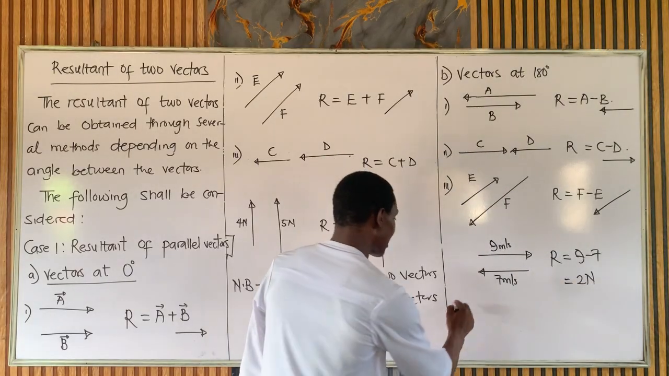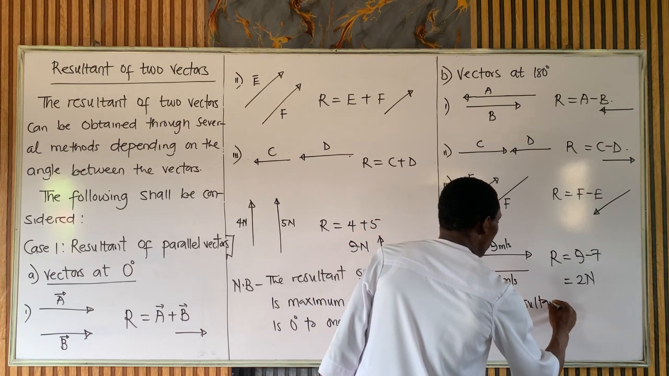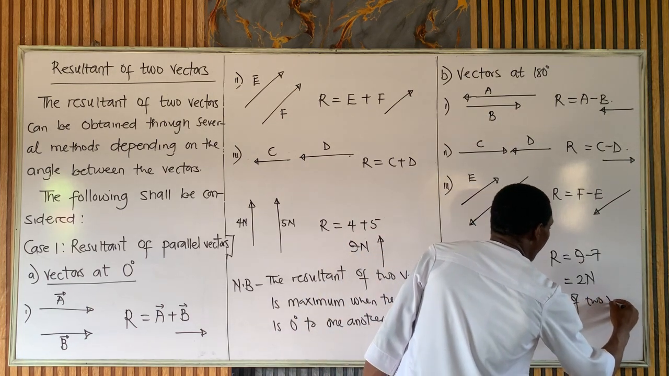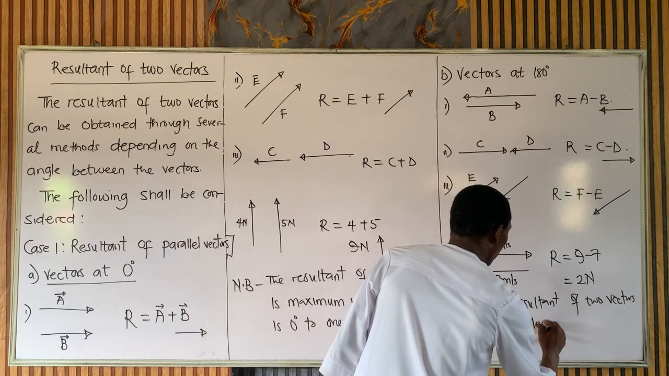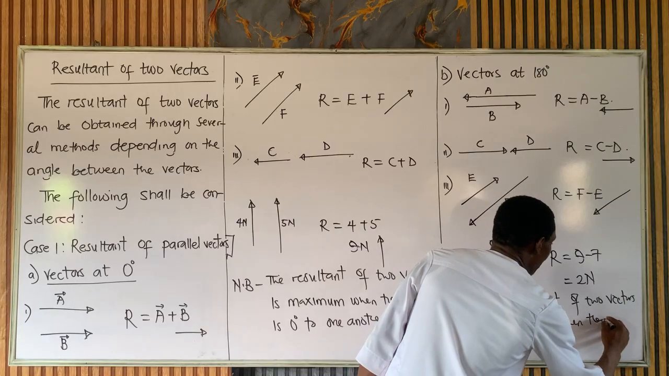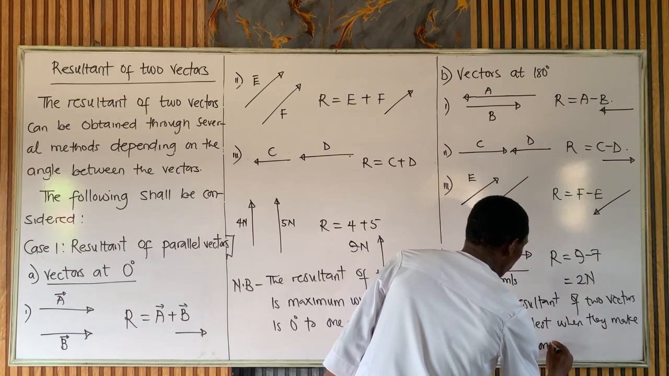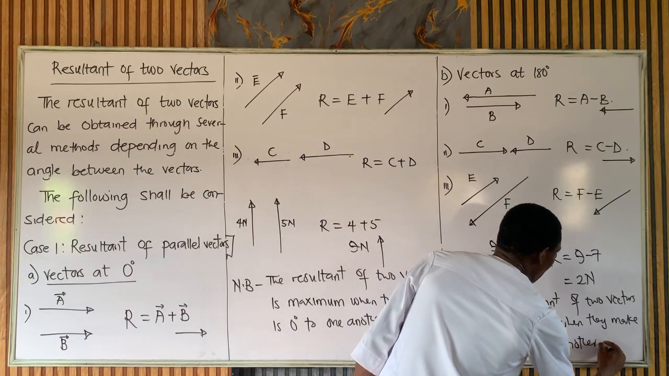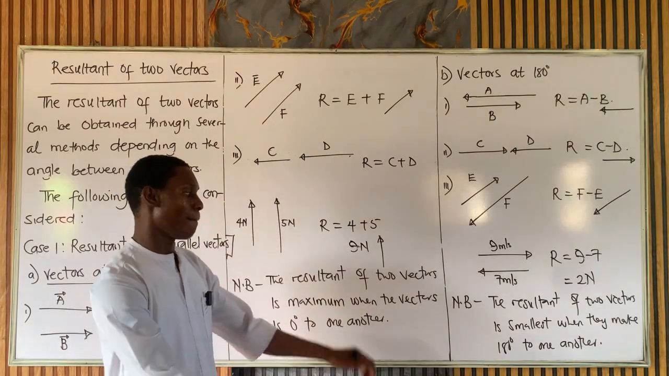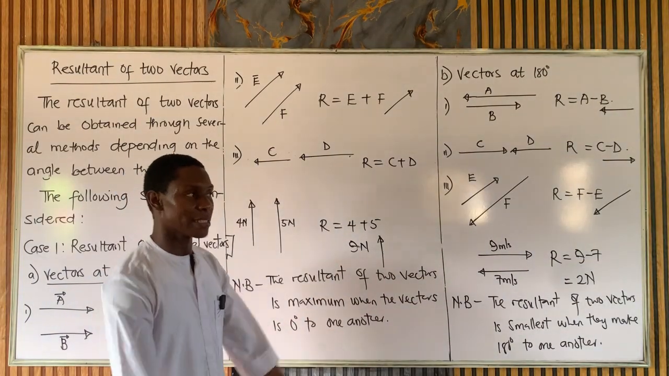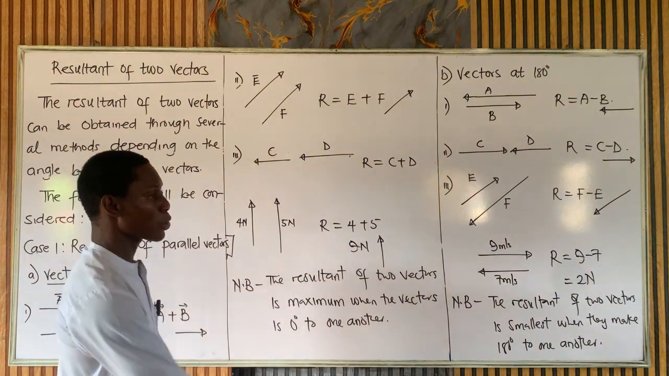One thing to note here again is that the resultant of two vectors is smallest or minimum when they make 180 degree to one another. So if two vectors make 180 degree to one another, they will have minimum or the smallest resultant, and they will have maximum when they make 0 degree to one another. So you need to take note of this.